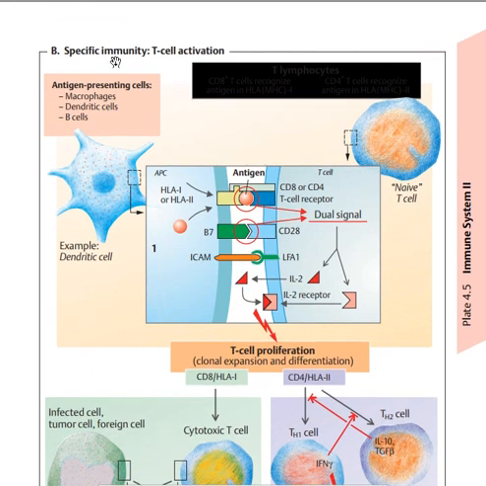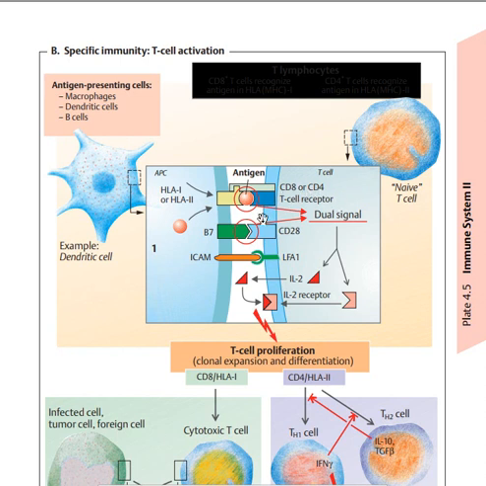So now we have specific immunity. For specific immunity, T cell activation is also involved in the acquired immune response, the cellular immune response. We have antigen presenting cells like macrophages, dendritic cells, and B cells. These are antigen presenting cells. When they present, they present with HLA1 or HLA2. So they present the antigen to the CD8 or the CD4 cells.